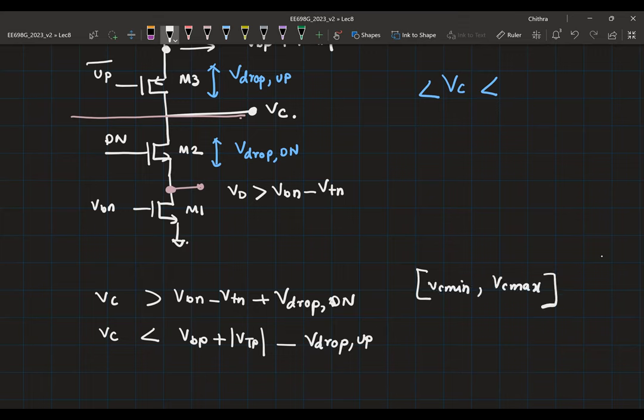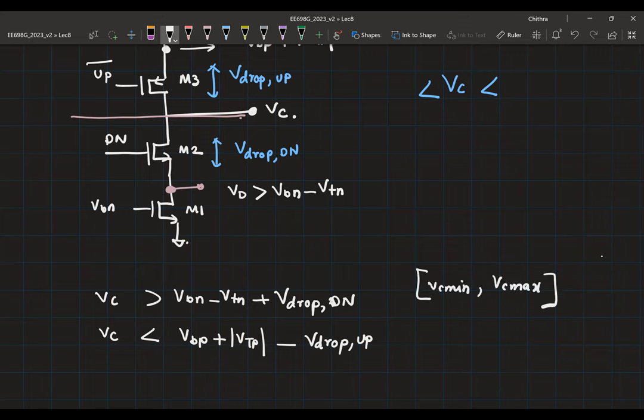So anytime you want a node to be quiet, we generally try to avoid anything switching around that node, and we remove the switching circuitry away from it. So this is a general technique used. So a possible solution here is to swap these two, have the current source closer to this VC and the switch away from it. Okay, but we'll deal with that solution in a minute.